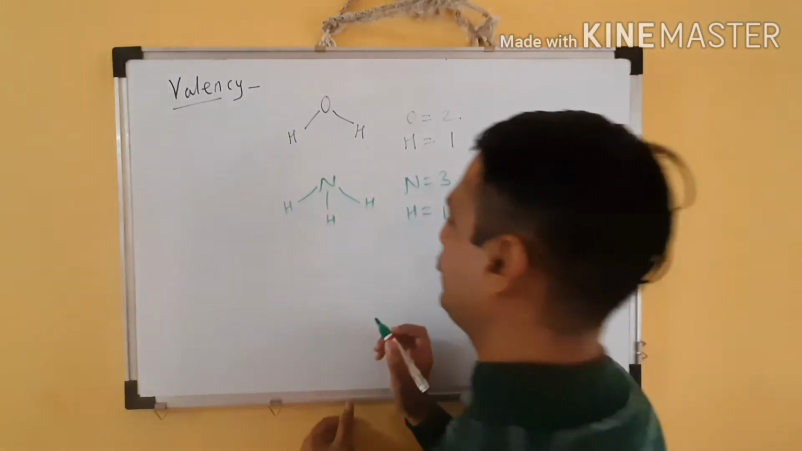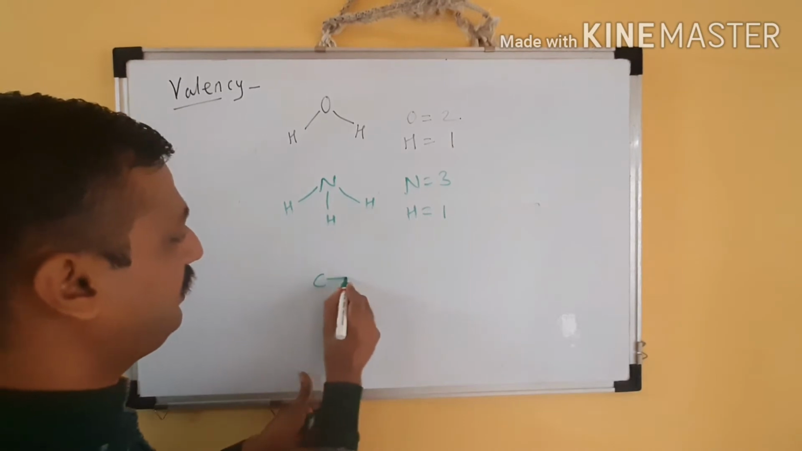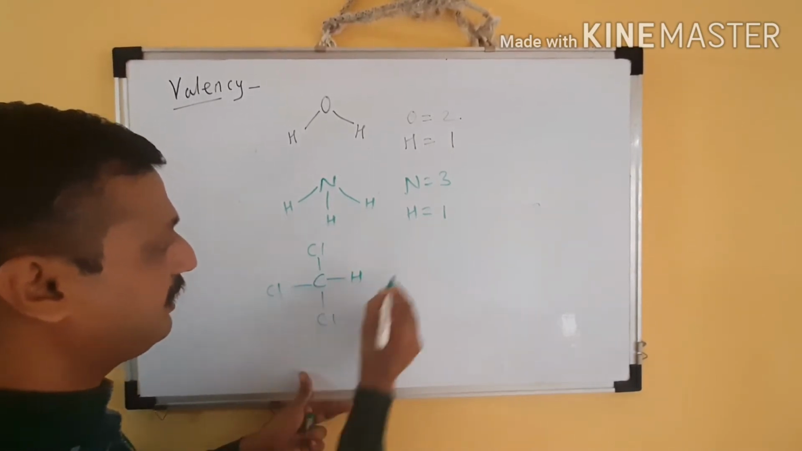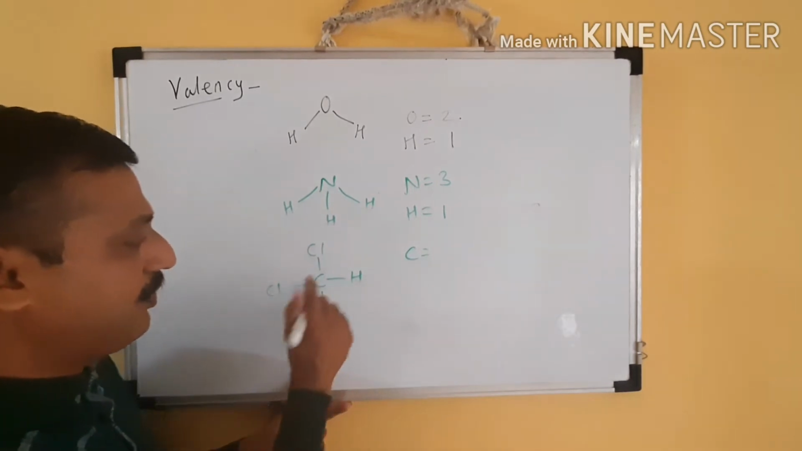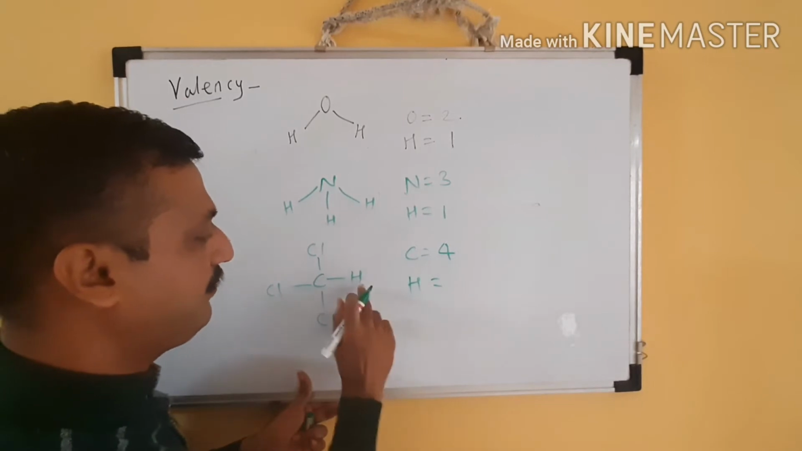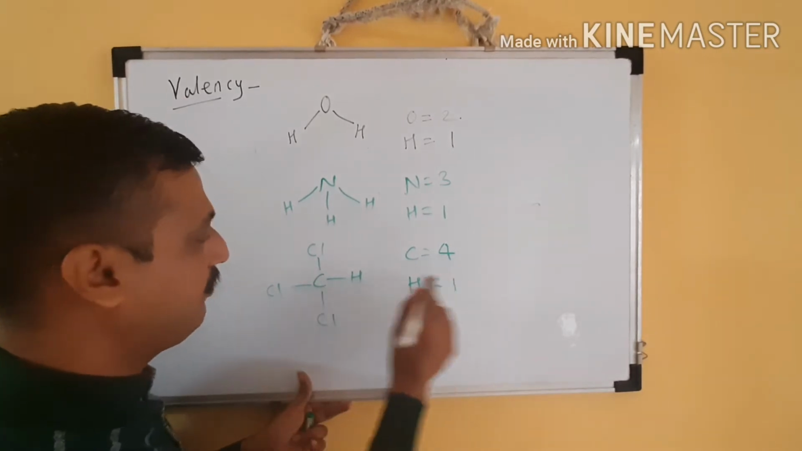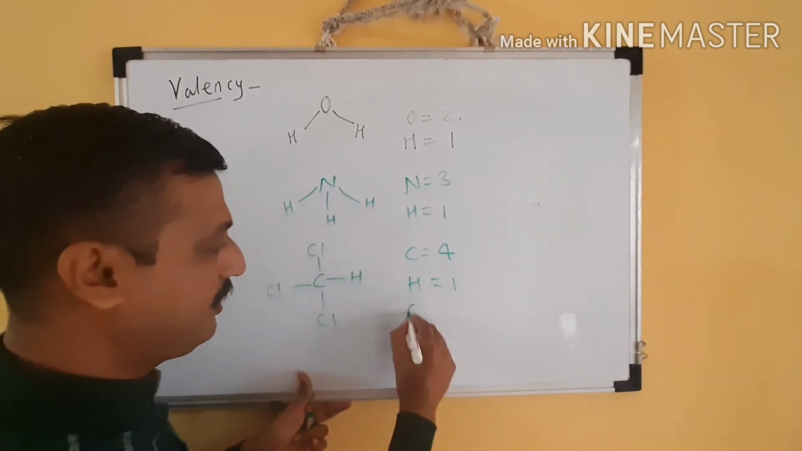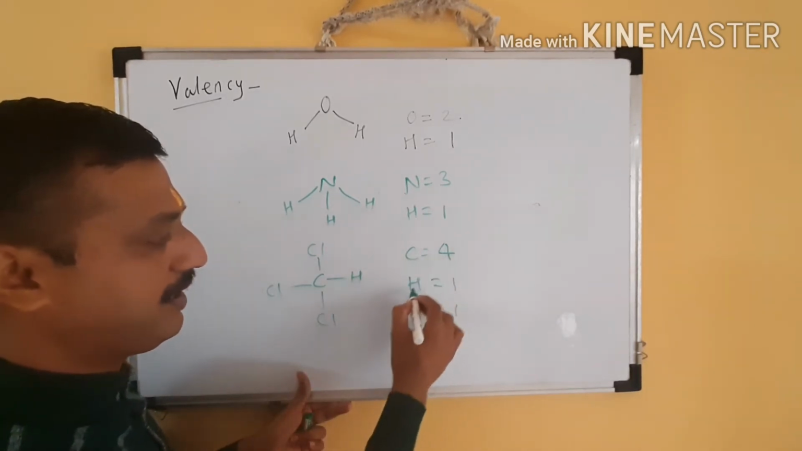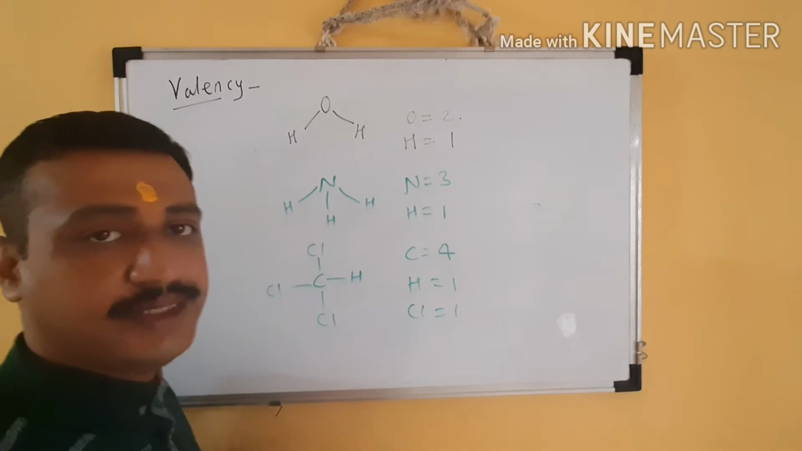So let's have an example of chloroform, CHCl3. In chloroform, we see the carbon atom is involved in 1, 2, 3 and 4 chemical bonds. The hydrogen atom is involved in only one chemical bond, and the chlorine atom is also involved in one chemical bond. That's why the valency of carbon is 4, hydrogen valency 1 and chlorine valency 1.